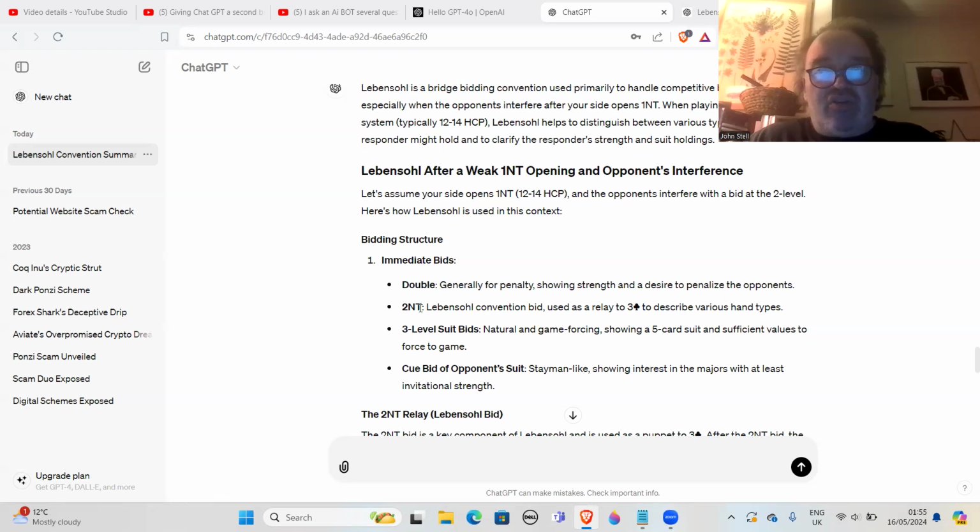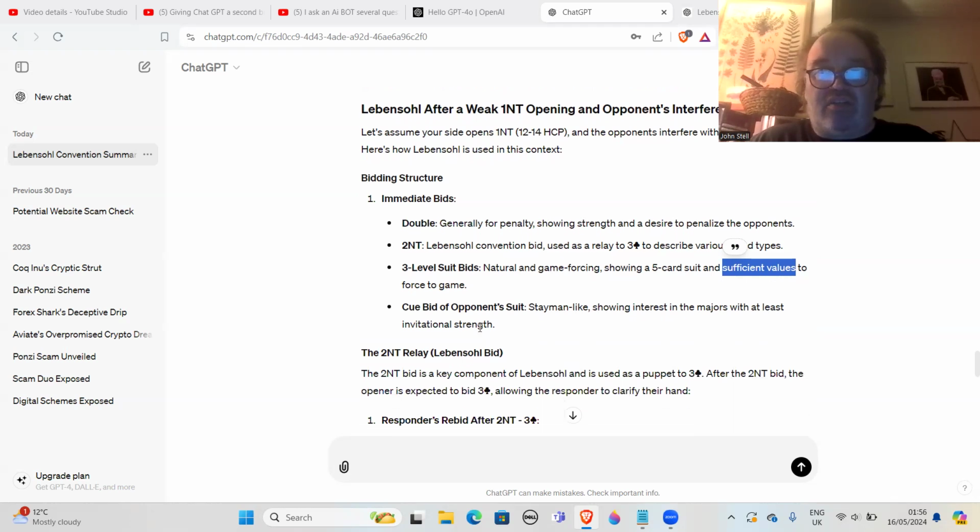All right. 2 no trumps, lebensohl, conventional bid, used as a relay to three clubs to describe various hand types. Yeah, perfect. 3-level suit bids, natural and game forcing, showing a 5-card suit and sufficient values to force the game. Okay, so I like that when it says sufficient values, it doesn't actually mention any points, whereas previously it was mentioned 10 plus points and stuff. Here it's just saying you've got sufficient values to force the game. All right, so that's good.